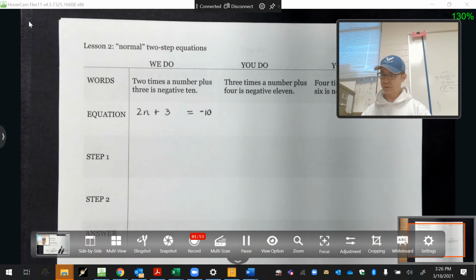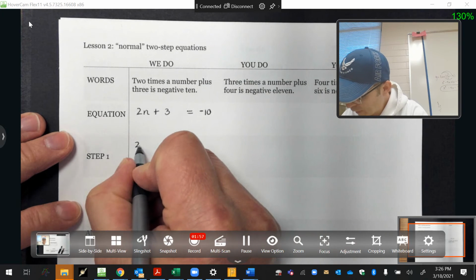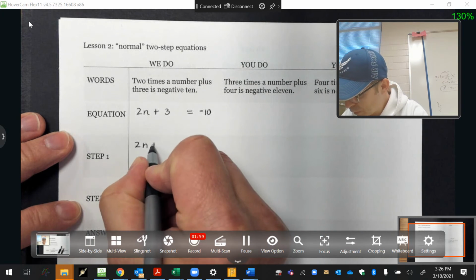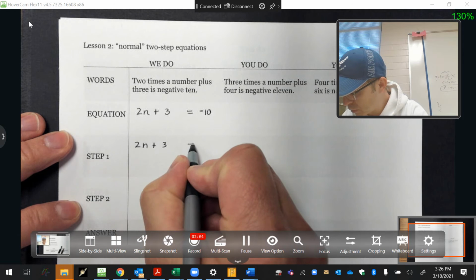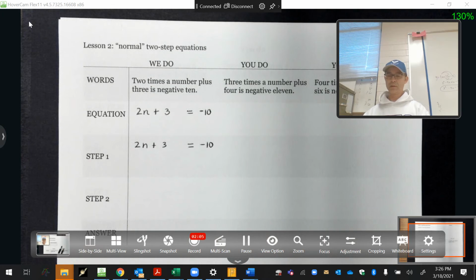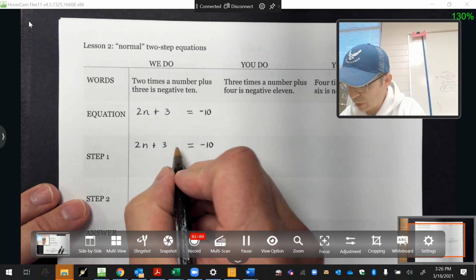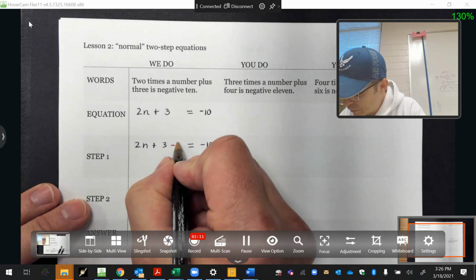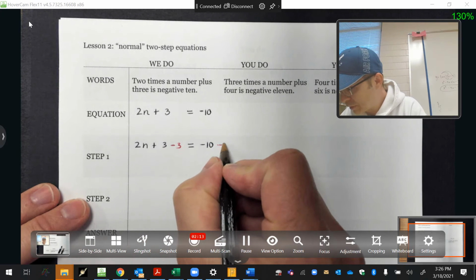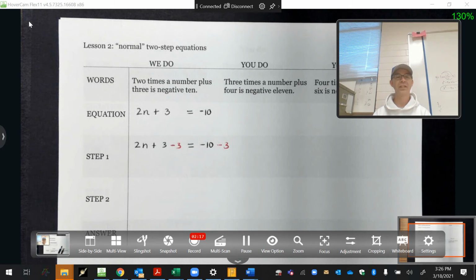So, down here, go ahead and rewrite that again. 2 times the number plus 3 equals negative 10. The last thing I said was plus 3, so the opposite of plus 3 is minus 3. Minus 3. Yeah, do it to both sides. Maintain balance.